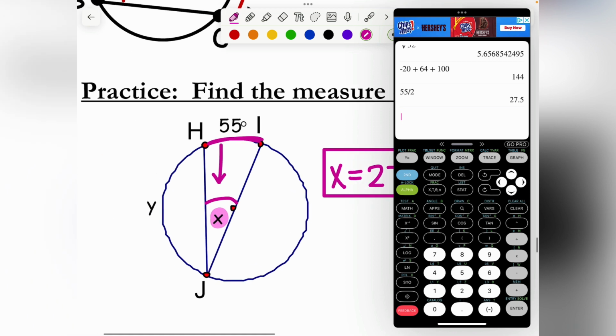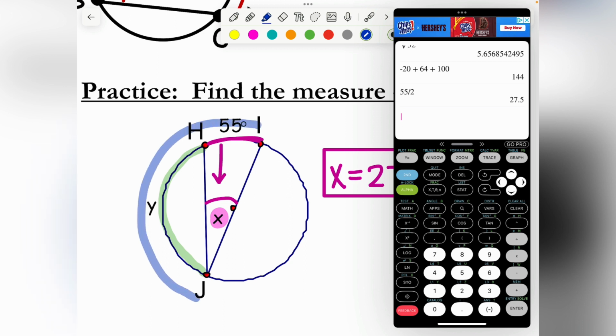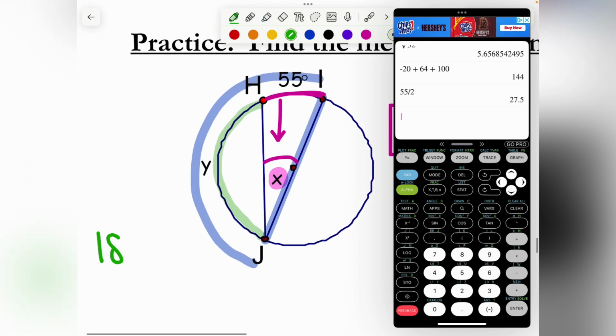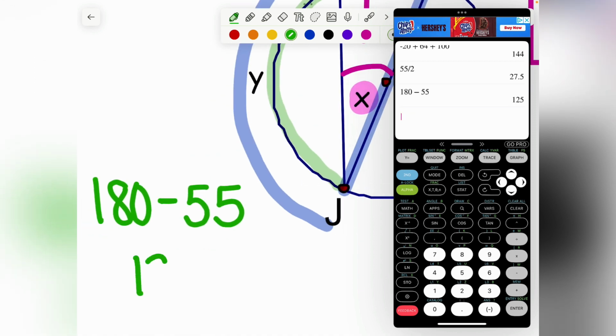Now let's take a look at arc y. If you think about it, this entire arc from I to J is a semicircle, 180 degrees. So to find that arc for y, I'm going to take 180 and subtract out this small arc, 55. So 180 minus 55 gives me 125 degrees, and that's y.